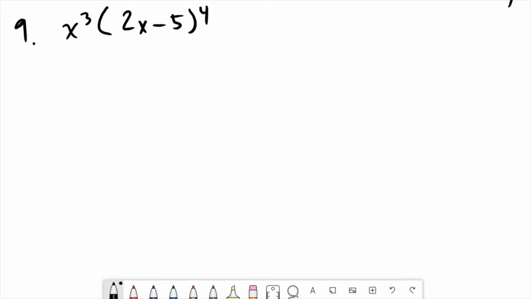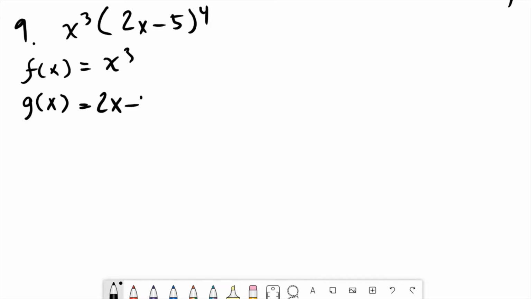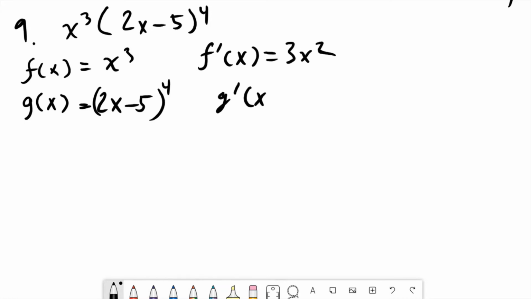There we go. So we have to use the product rule, and this is how I do the product rule, very similar to how I do a chain rule. I find the two functions or the two products. This is x cubed, and then this is 2x minus 5 raised to the 4th power. F prime of x is equal to 3x squared, and g prime is what we need the chain rule for, so this is some side work here.